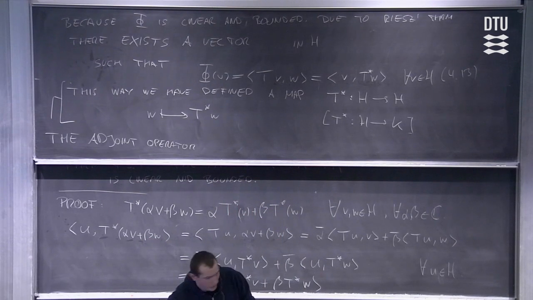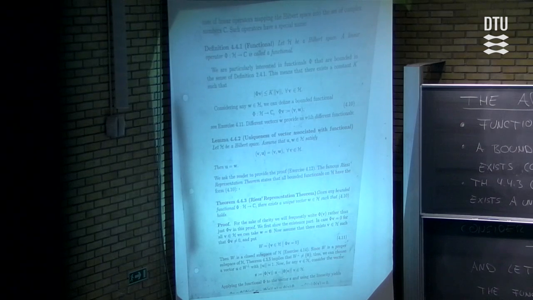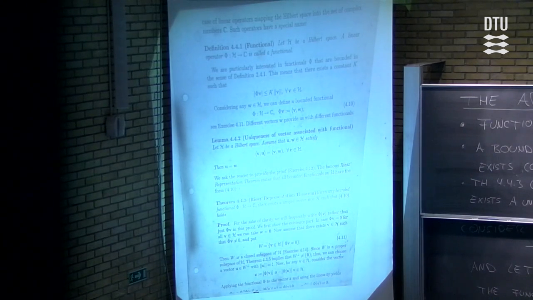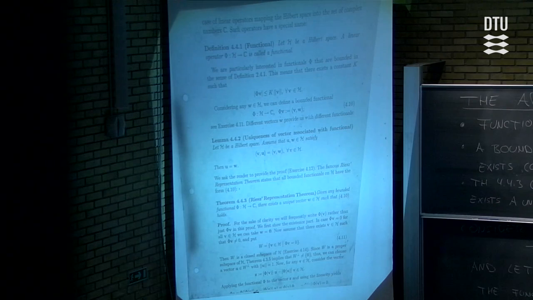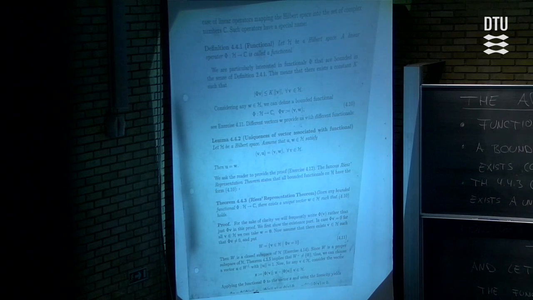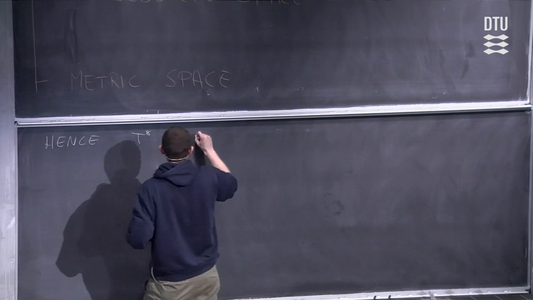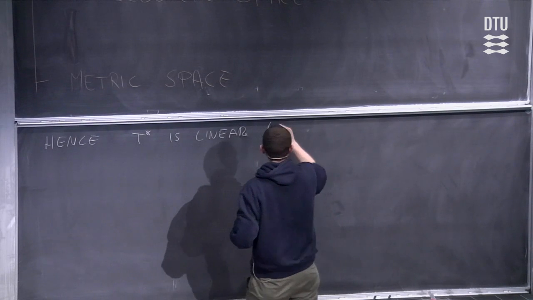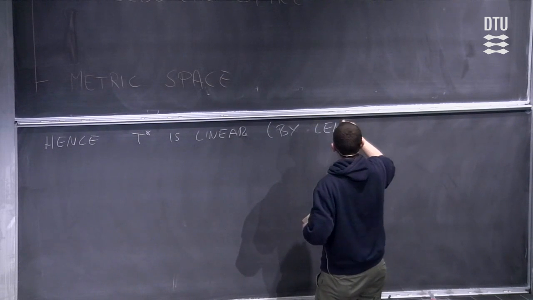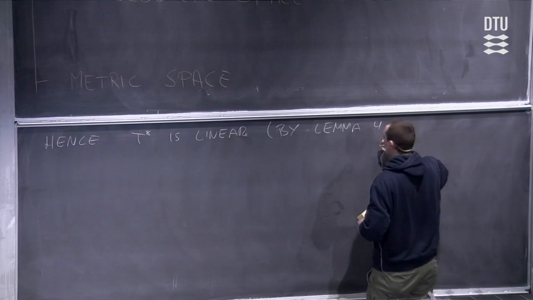So because of that, we're actually done. And we can write, yes, indeed, T star is a linear map, because we know that we can take the linear combination out of the operator. So we finish by saying, hence T star is linear. And this was by Lemma 442.